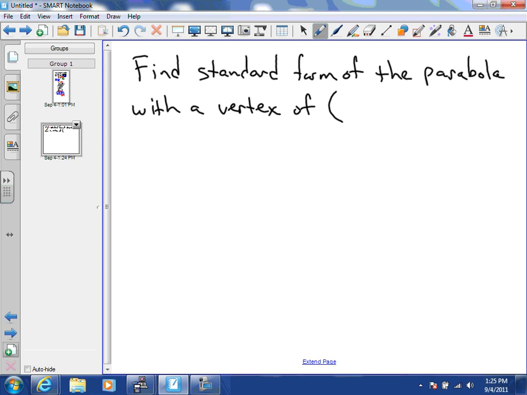This time we'll use some positive numbers. We'll say positive 6, negative 4. So now we go with a comma. Positive 6, negative 4. And we're going to make it pass through an ordered pair that I know it could pass through.